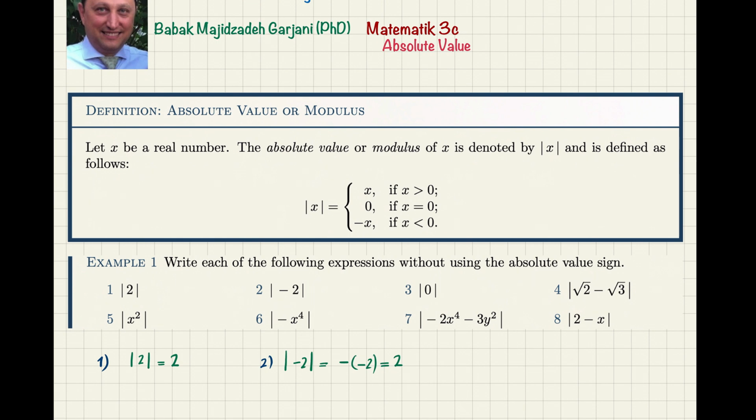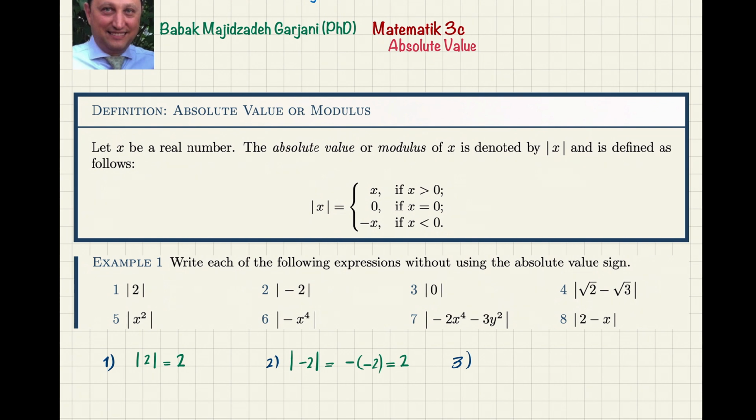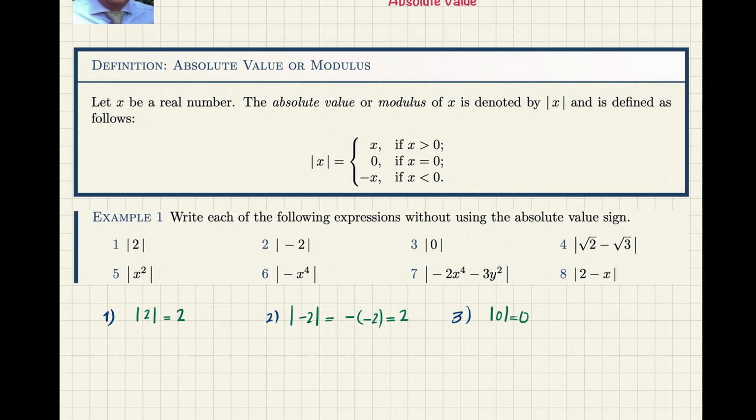Okay, so number 3. Absolute value of 0, here it is defined. If x is equal to 0, the absolute value of 0 is defined to be 0 itself. So nothing. The absolute value of 0 is equal to 0. And number 4. So let me write number 4 here.